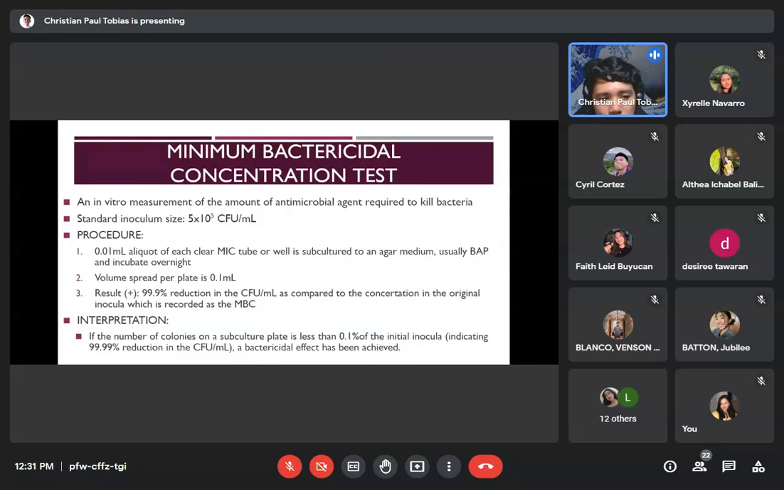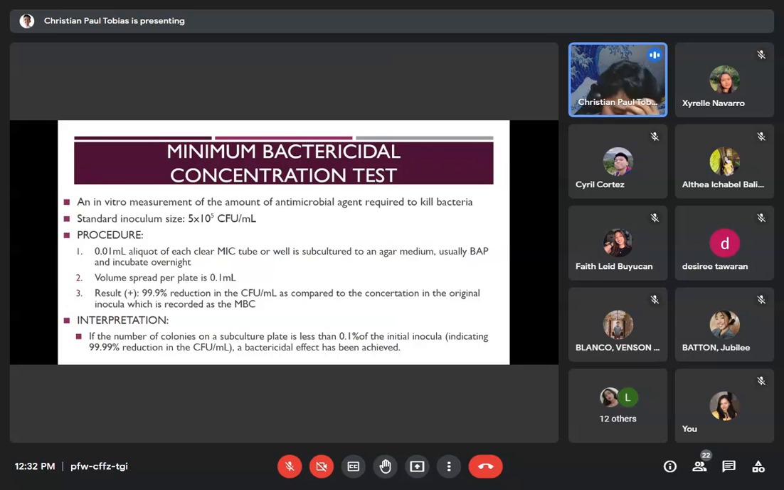So if the number of colonies on a subculture plate is less than 0.1% of the initial inocula, indicating 99.99% reduction in CFU per ml, a bactericidal effect has been achieved. Just remember, ano bang definition ng MBC natin? Lowest concentration at which the antimicrobial agent will kill, di ba? So your minimum bactericidal concentration test determines the lowest concentration at which an antimicrobial agent will kill a particular organism.